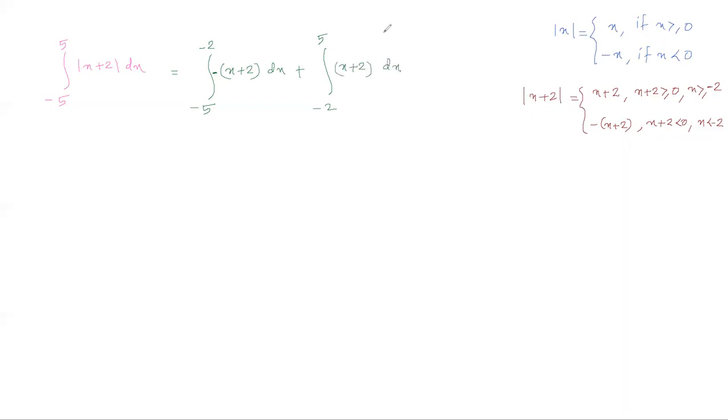So the property we are using is integral a to b f of x dx can be written as integral a to c f of x dx plus integral c to b f of x dx. We cannot solve the problem keeping modulus of x plus 2, so we removed the modulus using its definition. Modulus of x plus 2 is x plus 2 itself whenever x plus 2 is greater than or equal to 0, that means x is greater than or equal to minus 2. It is equal to minus of x plus 2 when x is less than minus 2. That is why we split it.